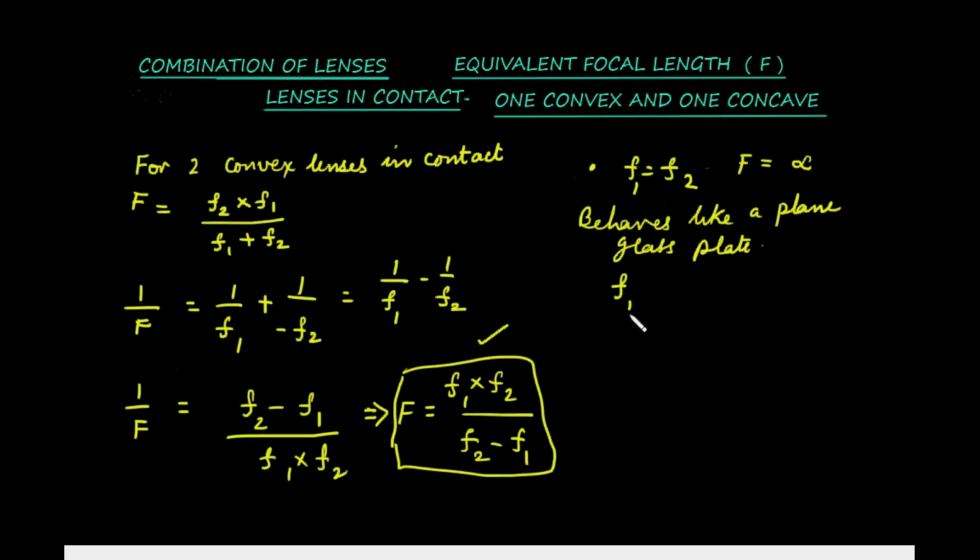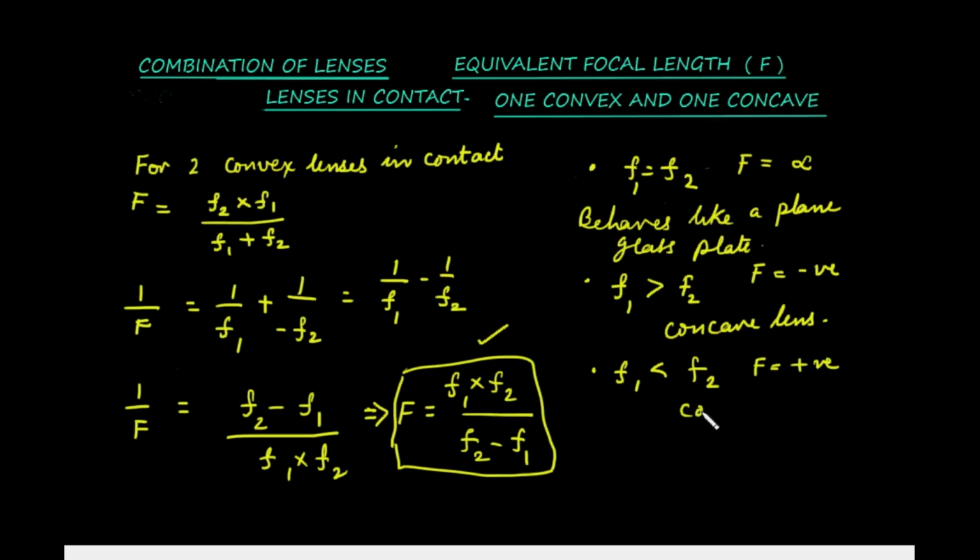What if F1 is greater than F2? F is negative. That is, the focal length of the convex lens is greater, the concave lens is less. Focal length will be negative. So, it behaves like a concave lens. Third case is F1 less than F2. Focal length of the convex lens is less than that of the concave. F is positive. So, it behaves like a convex lens.